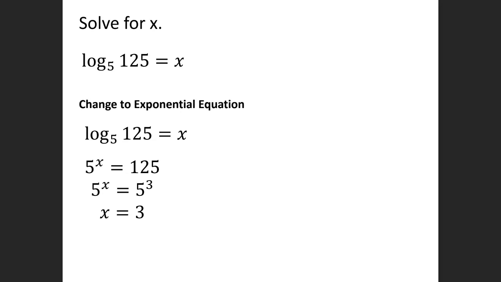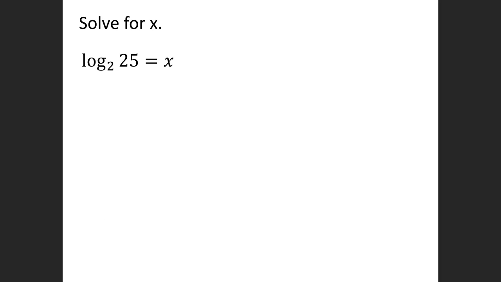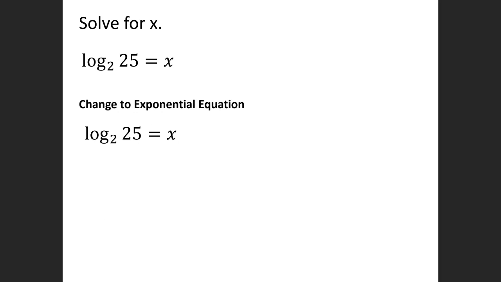So let's look at another one. Let's say we have log of base 2 of 25 is equal to x. I'm going to convert this log into an exponential equation. My given log has a base 2, so I'm going to have an exponential equation that has a base 2. The output of the log is the input of the exponential equation, or its exponent. The input of the log is the output of the exponential equation.